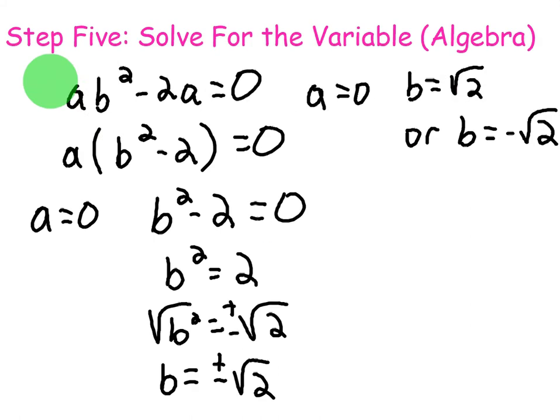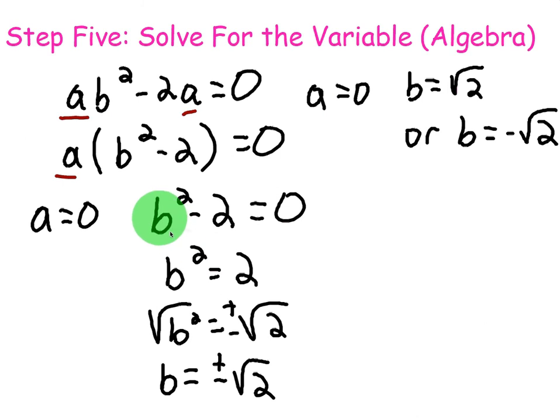So I'm going to pull an a out of both of these. Both of these have an a, so I'm going to pull that a out. I'm going to be left with b squared minus 2. That's pulling out the GCF. Then I'm just going to set each factor equal to 0. a is a factor, so a automatically equals 0. And b squared minus 2 is a factor, so I'm going to set that equal to 0.